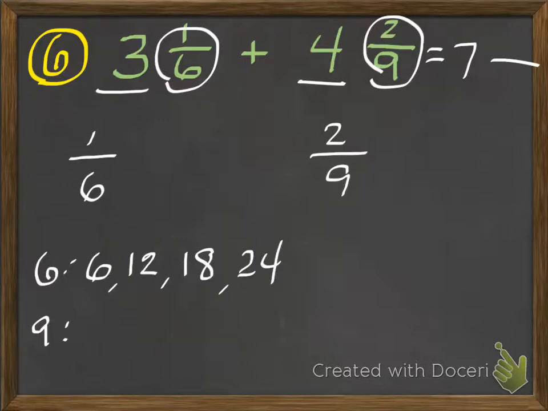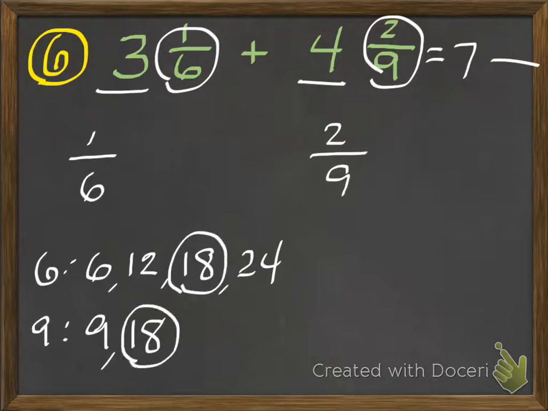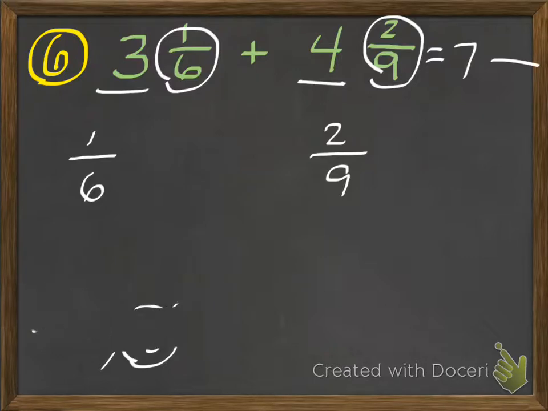Let's do multiples of 9. 9 times 1 is 9. 9 times 2 is 18. Ooh, I see a common multiple already. They share 18 as a common multiple. So I'm going to change both of those fractions to have an equivalent fraction that equals 18ths.